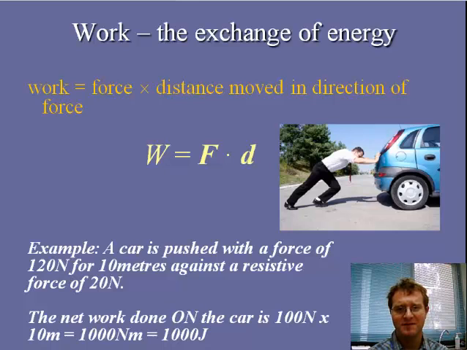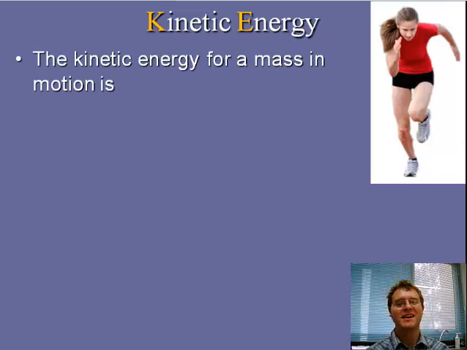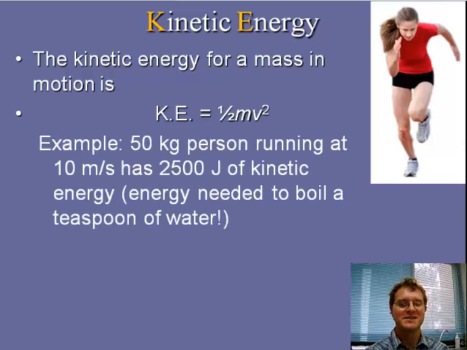So that's work done. Let's talk about energy now. Kinetic energy to start with. Kinetic energy is the energy of mass in motion, and it's calculated by half mv squared, v being the velocity of the object, m being the mass of the object. So, if a 50 kilogram person is running at 10 meters per second, they have 2,500 joules of kinetic energy. Now that is actually the energy needed to boil a teaspoon of water, to give you a comparison there. So that's how we calculate kinetic energy.